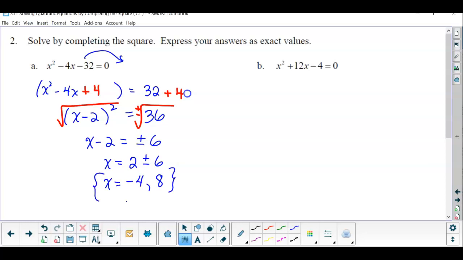So this one, if we had factored it, I mean, we could solve by factoring, right? Two numbers that multiply to negative 32 add to negative 4. So you can kind of check it both ways, but you were asked to solve by completing the square, so that's what we did. To balance our equations, we added 4 to the left side. So if you add something, you either got to subtract it on the same side or add it to the other side.